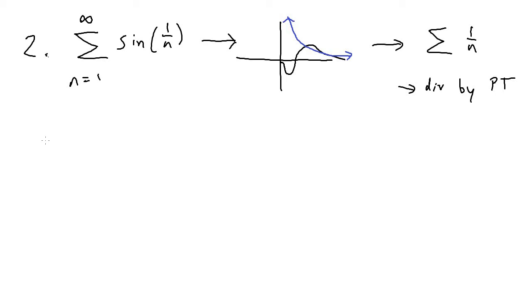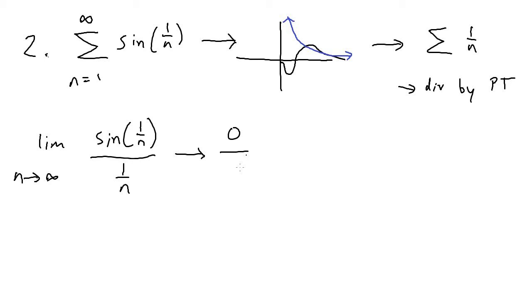And now we can set up a limit. So the limit as n approaches infinity. Remember, I can put either one on top of the other. So I'll just put sine of 1 over n on top, and then divided by the other series, 1 over n. Notice if I plug in infinity, 1 over infinity is 0 and sine of 0 is 0, and 1 over infinity is obviously 0. So when we get 0 over 0, an indeterminate form, we can use L'Hopital's rule.